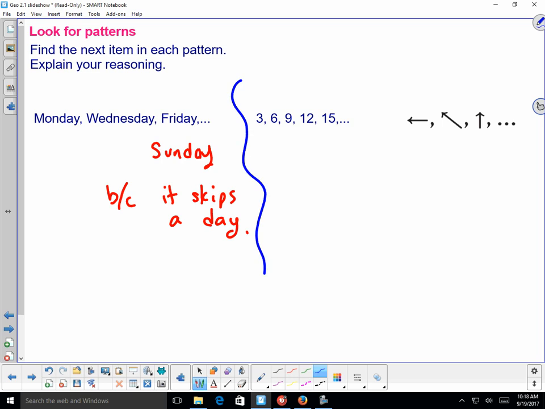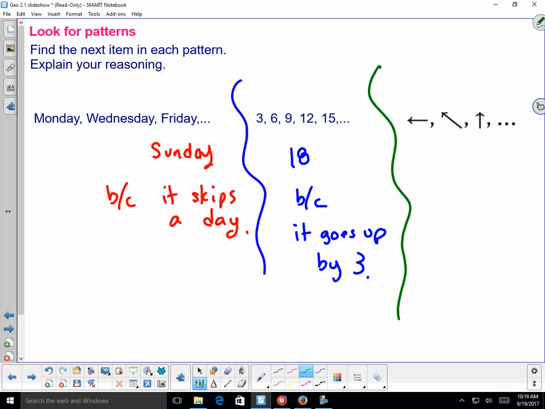I've got this pattern, 3, 6, 9, 12, 15, dot, dot, dot. What would be the next item in this pattern? Well, it looks like the next item would be 18, and you could say because it's going up by 3. It goes up by 3 each time. All right, and what about this last example?